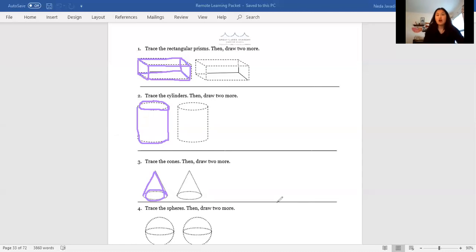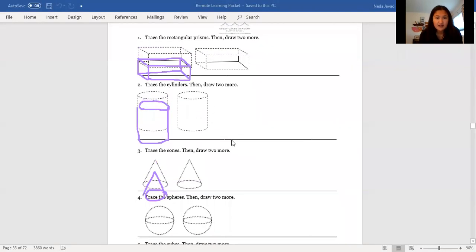If you have a cone at your house, it might be an ice cream cone or a party hat. I don't have ice cream cones or party hats at my house, so I don't have anything to show you. But if you have them at your house, you can look at them. Now you can pause and draw and trace the next cone, then draw two more. Cool, now let's trace the sphere together.